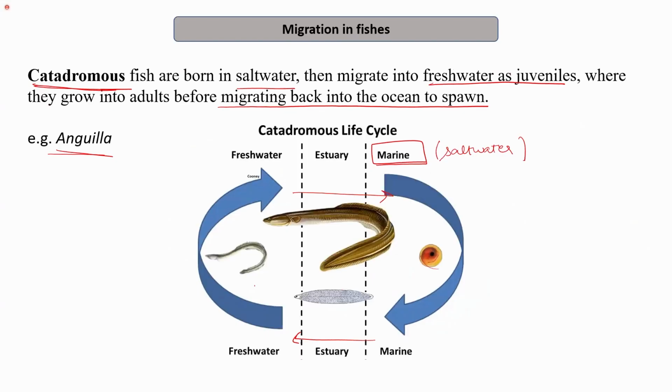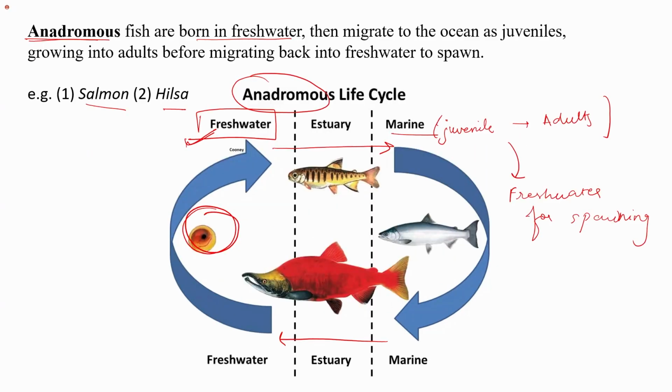So there are two types of migration. You need to remember in catadromous what is happening. This life cycle is starting from the marine water, then they move to fresh water as juvenile, and where they develop into the adults, and they again migrate to the ocean to spawn. And you need to remember the examples also. While in anadromous, fish are born in fresh water, then they migrate to ocean as juveniles, growing into the adults before migrating back into the fresh water to spawn. Example includes salmon and hilsa.